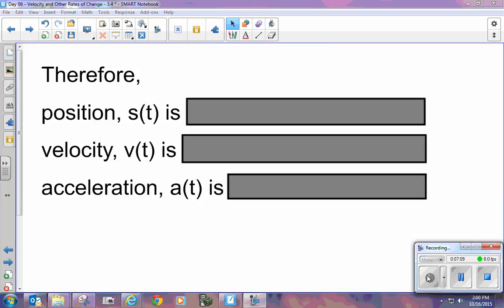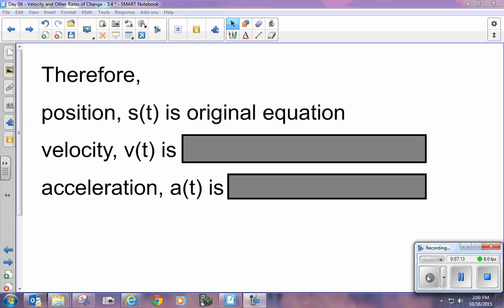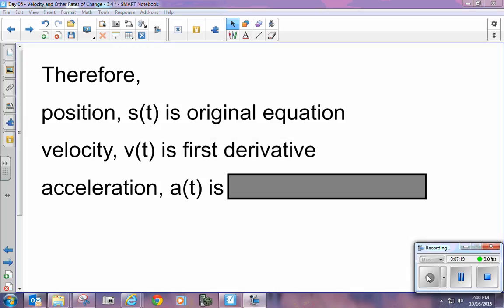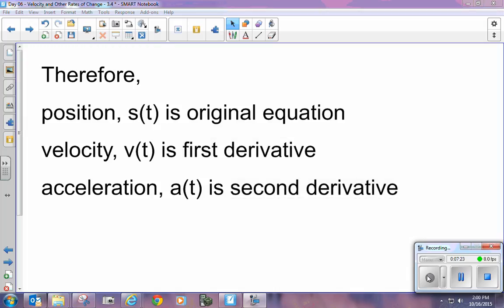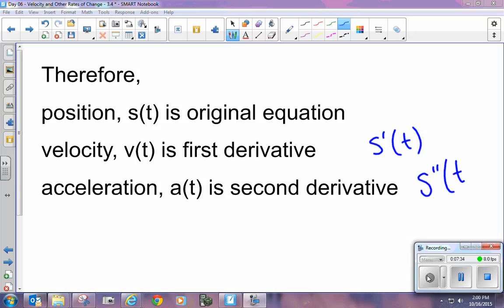Therefore, position is your original equation. Velocity is your first derivative, and acceleration is your second derivative. That's it. Velocity is the first derivative of your original equation, and acceleration is your second derivative.